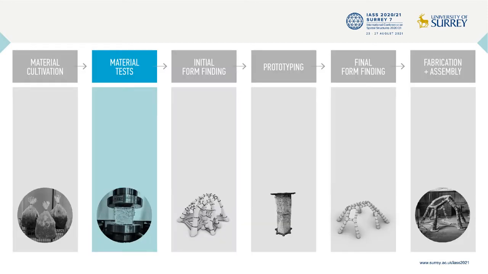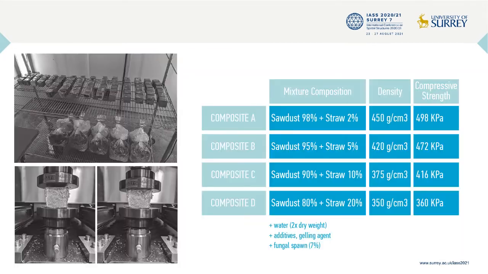After the cultivation, we tested the material. We cultivated 35 different mixtures of material and tested them for mechanical behavior, especially compressive strength. We decided to use these 4 grades of material for the pavilion.